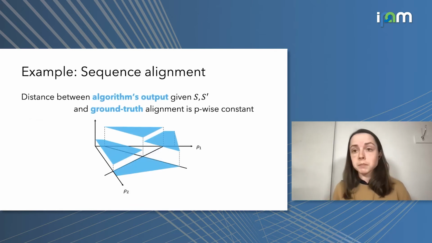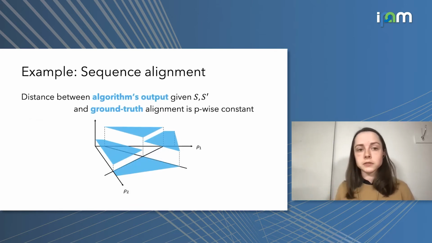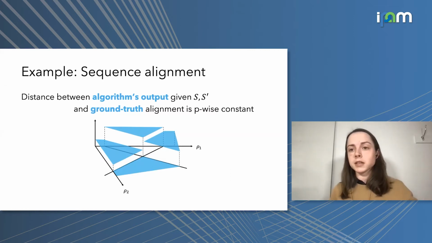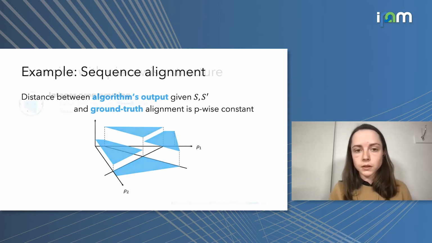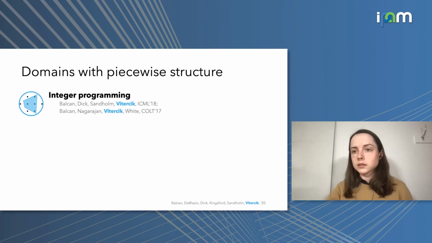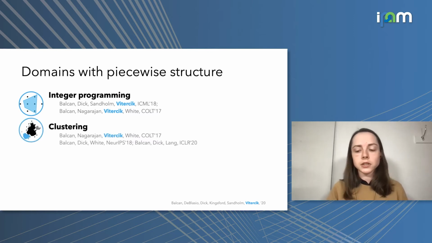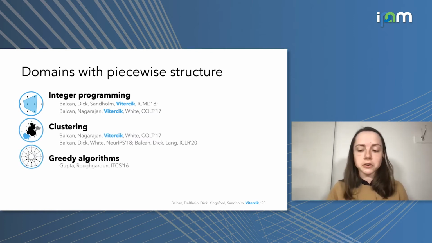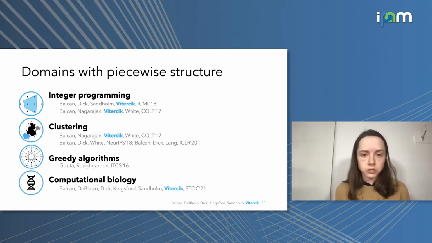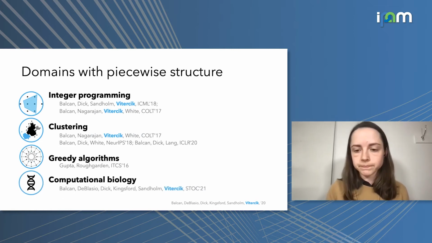So in the example of sequence alignment, as we'll see in the next few slides, we can prove that the distance between the algorithm's output alignment given a pair of sequences and this ground truth alignment is always going to be a piecewise constant function. And we also see this structure in a bunch of other combinatorial domains as well, including integer programming algorithm configuration, clustering algorithm configuration, greedy algorithm configuration, and computational biology algorithm configuration.